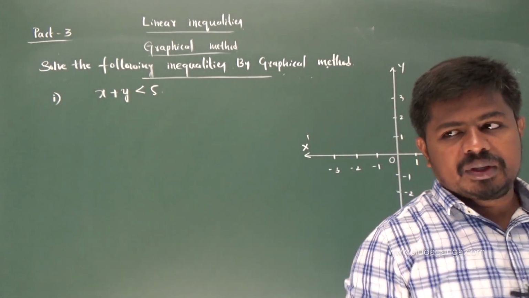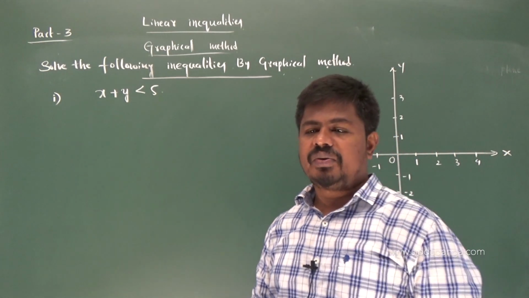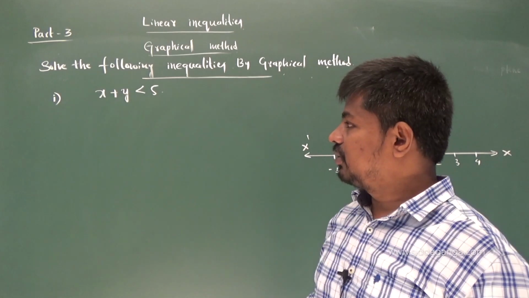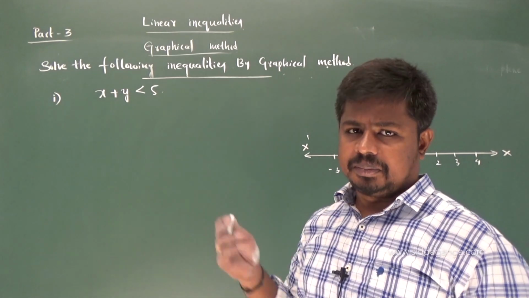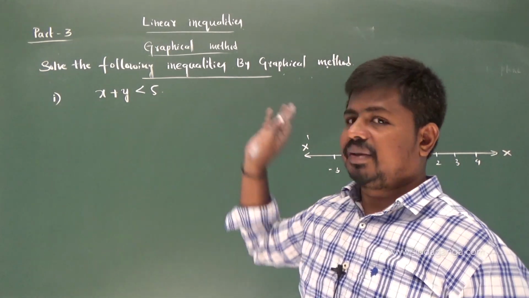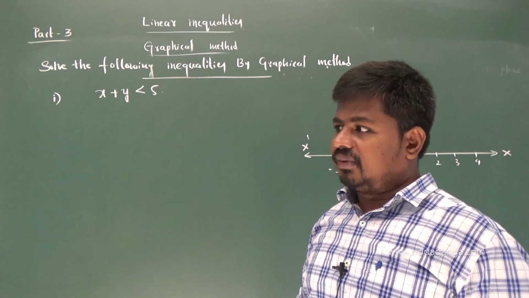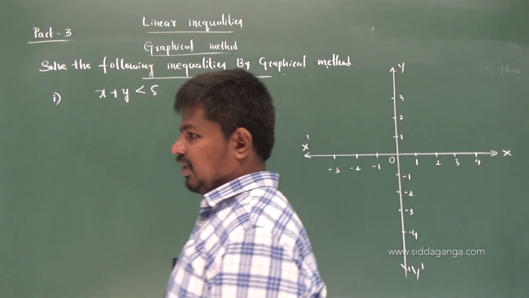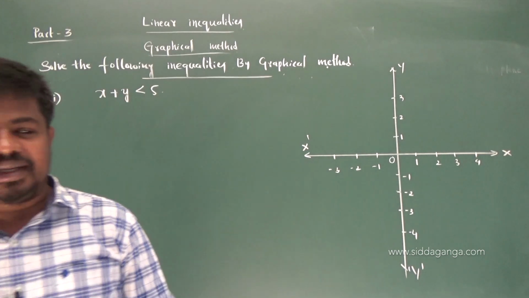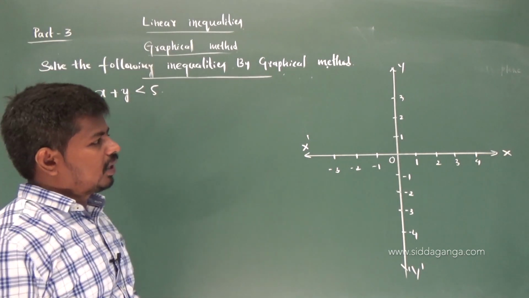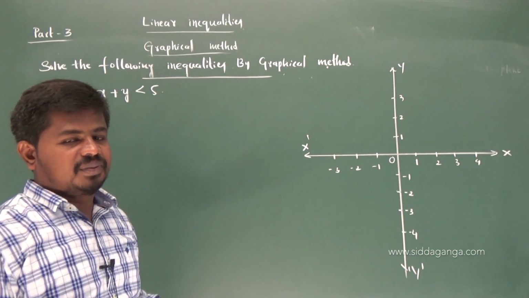Of course, 1 comma 2, 2 comma 1, 1 comma 3, 3 comma 1, 0 comma 0, 4 comma 1, and many more. They all satisfy the condition that the sum of the numbers is less than 5, right. So from this example you can easily say the solution region. Now let us look at how to solve using the graphical method discussed before.